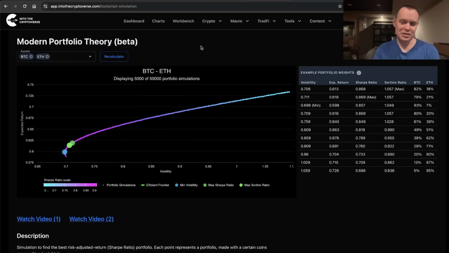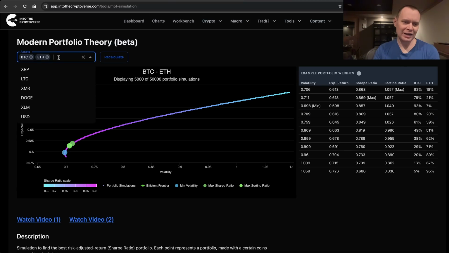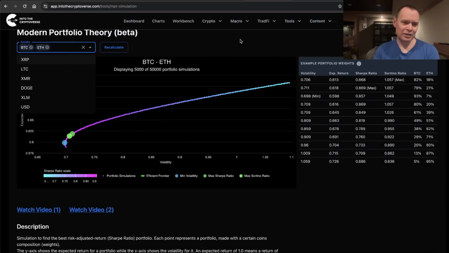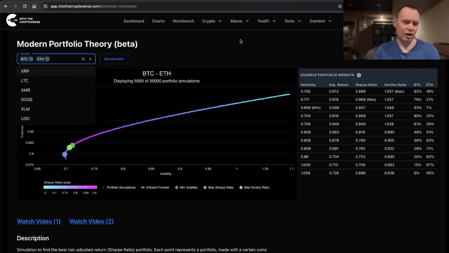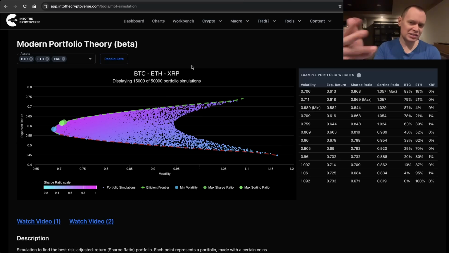Now, what I want to do is really we have to add in a third asset, because this only gets you so far, Bitcoin and ETH. So we have a few assets over here that we can add in. Let's start off with XRP, right? It's right here. Let's go ahead and recalculate it. We're going to add in XRP. It obviously went up some recently. I'm sure there's going to be some interest in it.